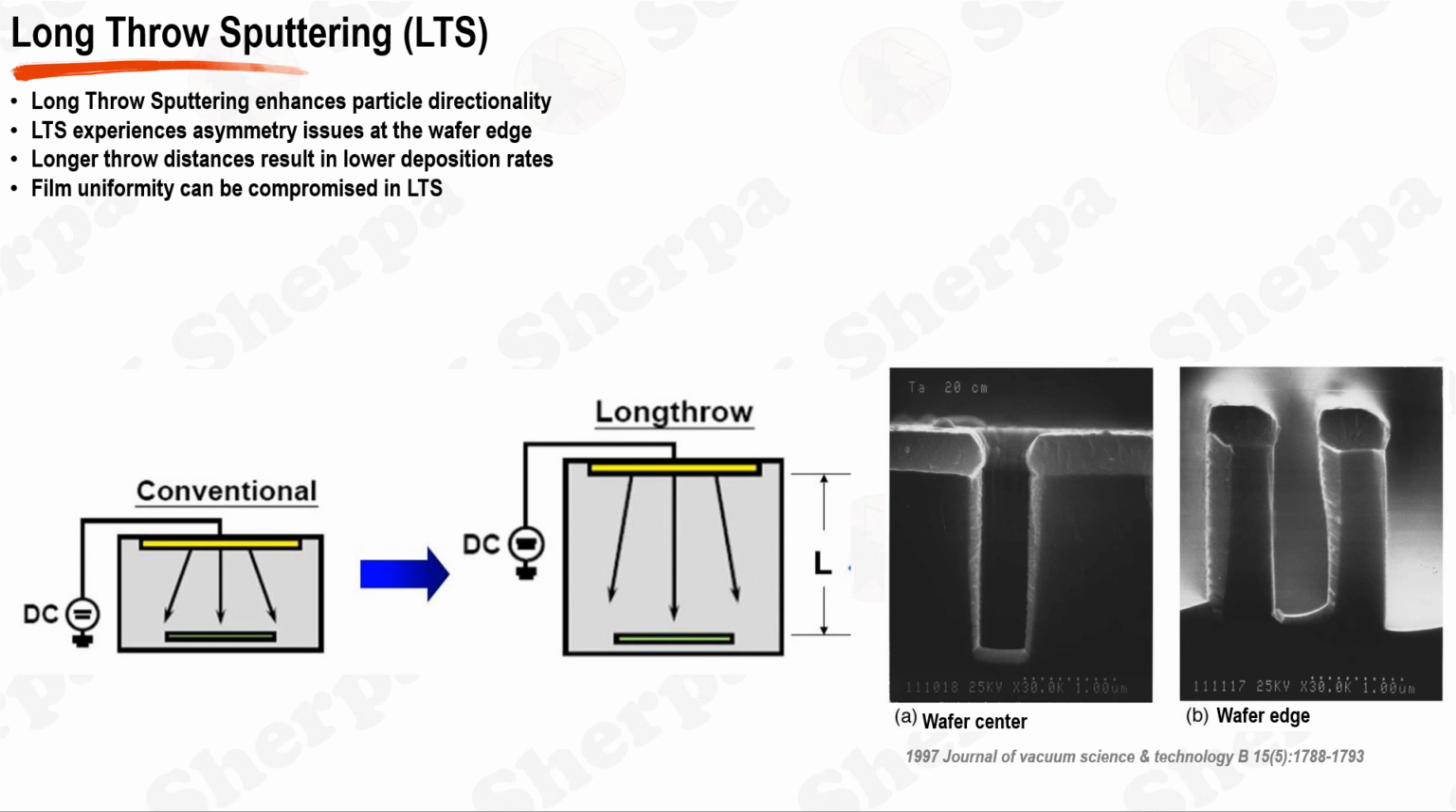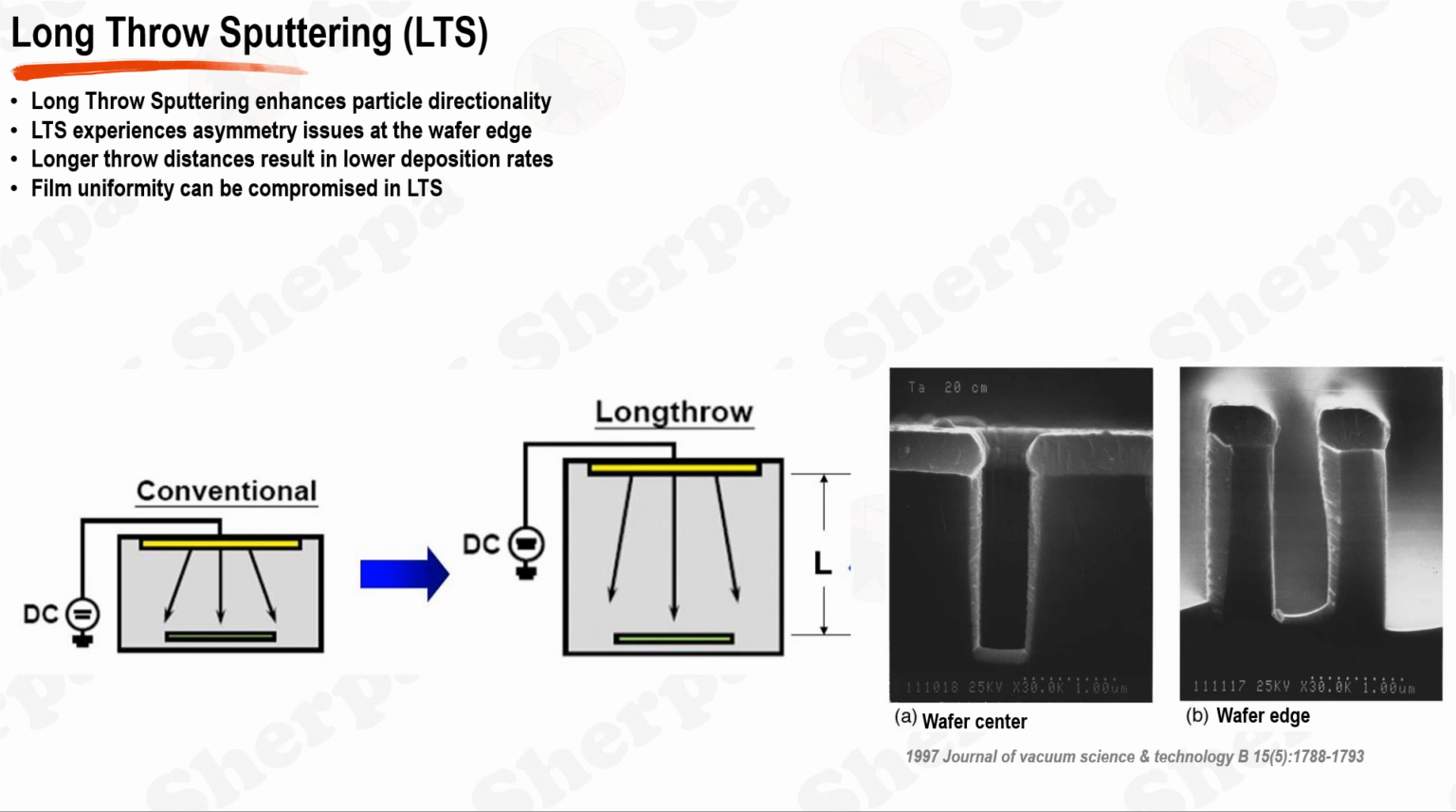However, the long throw sputtering technique does come with its set of challenges. One primary issue relates to the asymmetry at the wafer edge, leading to possible misalignment. This is due to the fact that particles being sputtered from the target have more space to diffuse and deviate from a straight trajectory before reaching the substrate.